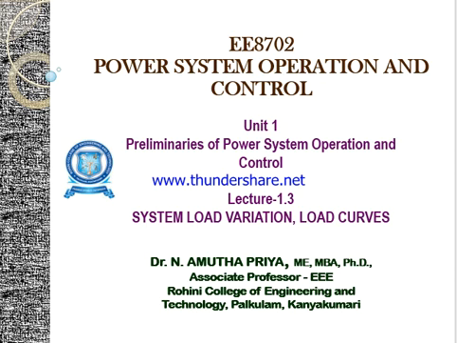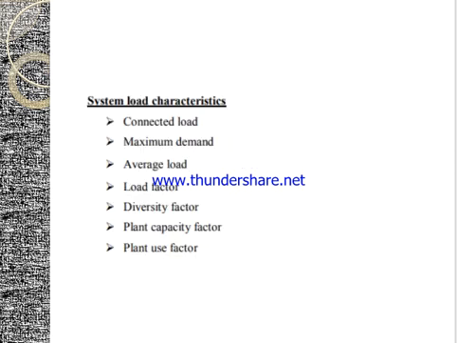We are here to discuss the course Power System Operation and Control, and we'll discuss system load variation and load curves in this lecture. Regarding the system load characteristics, we come across different parameters like connected load, maximum demand, average load, load factor, diversity factor, plant capacity factor, plant use factor, etc.